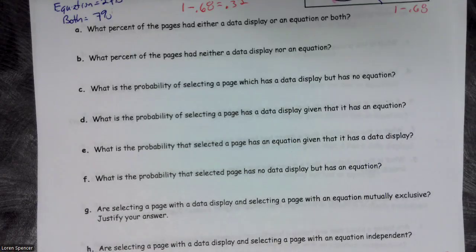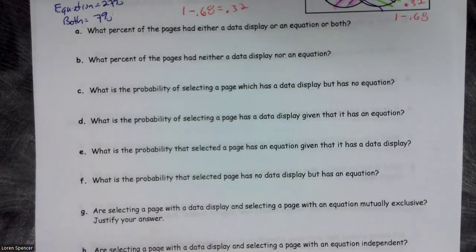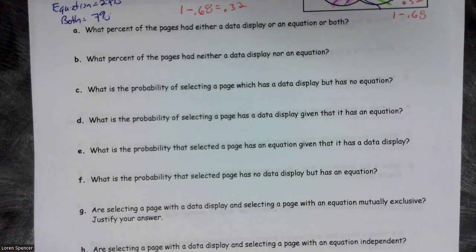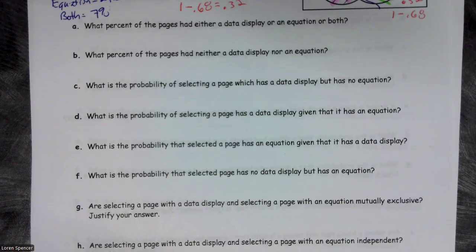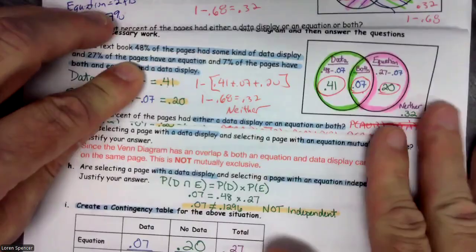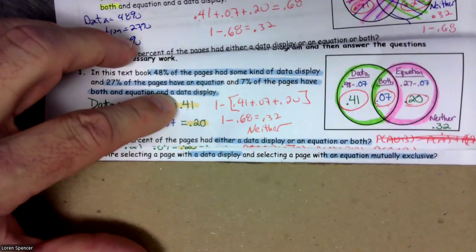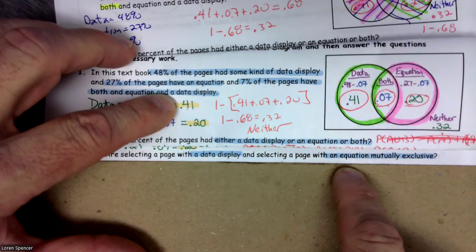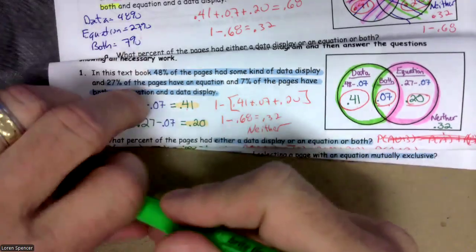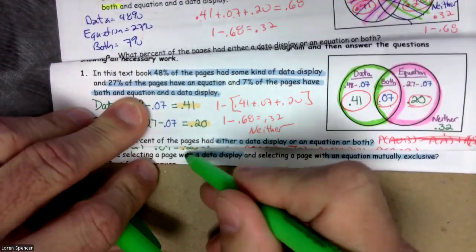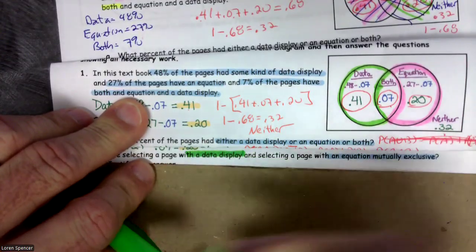The next thing it asks is, are selecting a data display with a page equation mutually exclusive? So are selecting a page with a data display and selecting a page with an equation mutually exclusive?